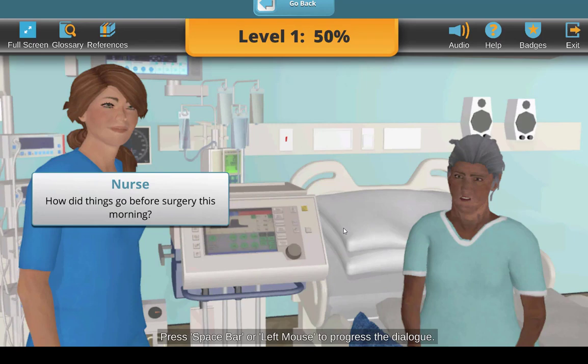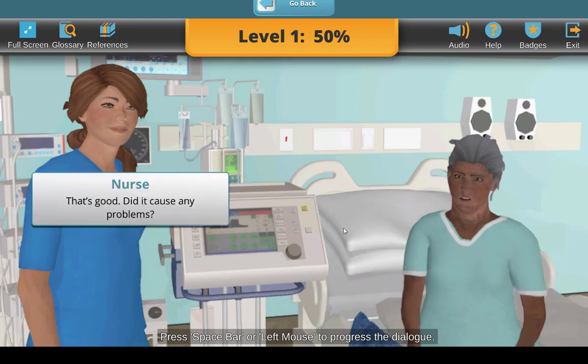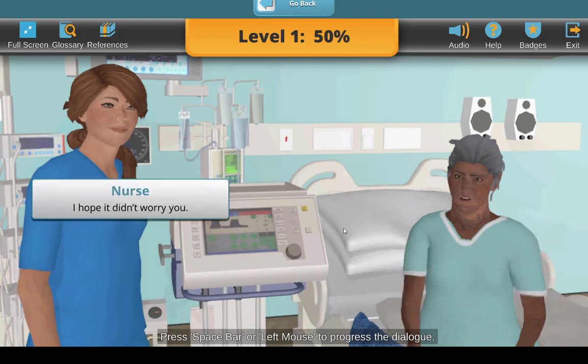So our nurse comes in and we're the nurse. We say, well, how did things go before surgery this morning? And our patient says, well, it was late. They forgot my EKG. Well, were they able to do it? Well, yeah, but they had to hurry, okay? Well, that's good, but did it cause any problems? Well, they were fast and you could tell the doctor wasn't happy. I guess he was worried about getting behind or something. I hope it didn't worry you.